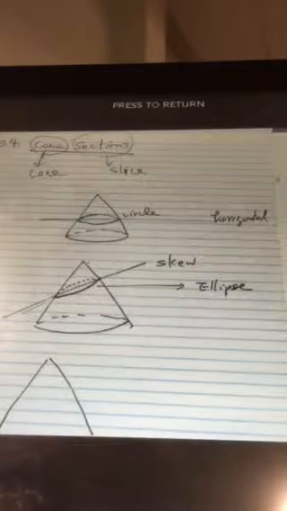Okay, now what if I slice it, same thing, cone. It depends on how I slice it. If I slice like this, so just take a knife and slice like this, then this is what I got. If I slice like this, then I got this. This kind of curve is called a parabola.